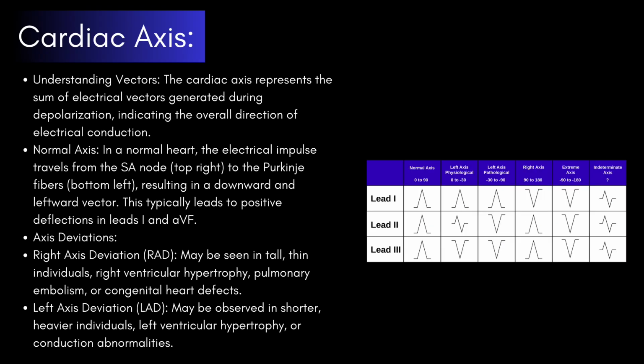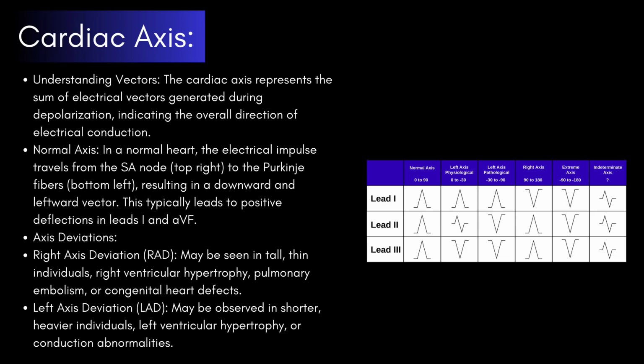Now let's take a look at the cardiac axis. Understanding vectors. The cardiac axis represents the sum of electrical vectors generated during depolarization, indicating the overall direction of electrical conduction. Normal axis. In a normal heart, the electrical impulse travels from the SA node, top right, to the Purkinje fibers, bottom left, resulting in a downward and leftward vector. This typically leads to positive deflections in leads 1 and AVF.